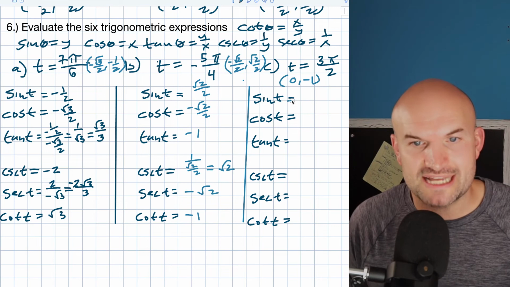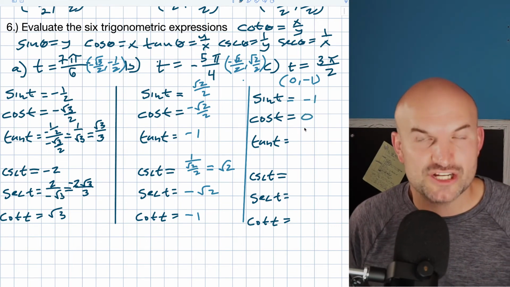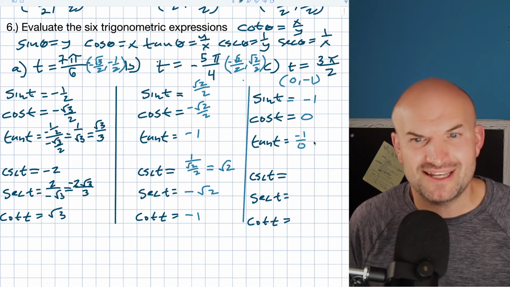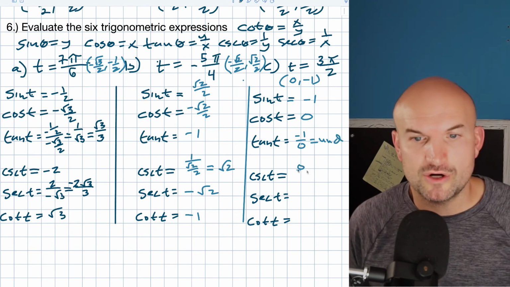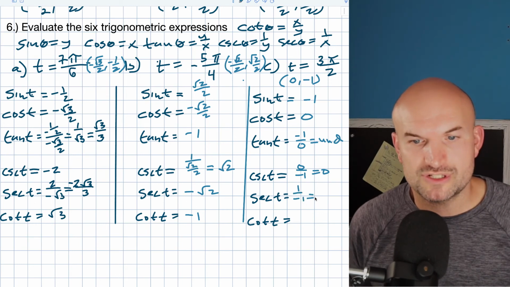So my sine in this example is going to be my y coordinate, which is negative 1. Cosine, x coordinate, which is 0. Tangent, which is y over x. So that's going to be negative 1 over 0, which, ladies and gentlemen, you can't divide by 0, so that is undefined. Cosecant, though, is 0 over negative 1, so that's going to be 0. Secant is 1 over negative 1, which is just negative 1.